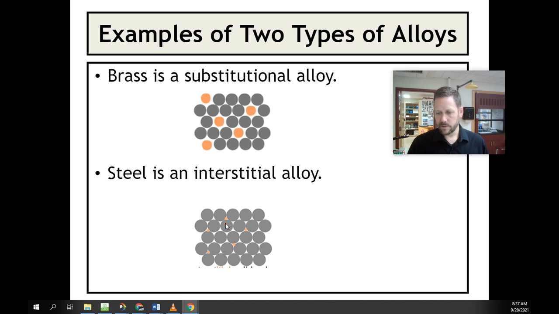And when these interstices are occupied by small atoms, it makes it very difficult to deform the metal. If you imagine trying to slide those atoms past each other, that carbon atom, or whatever the interstitial atom is there, is going to prevent these from sliding very easily. That's why carbon steel is very strong.